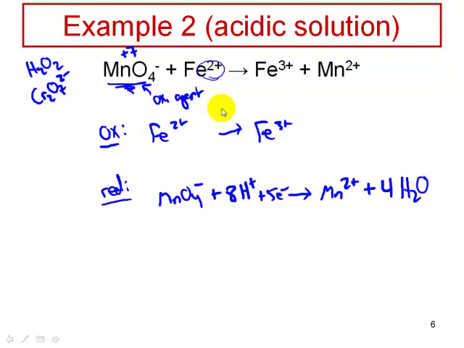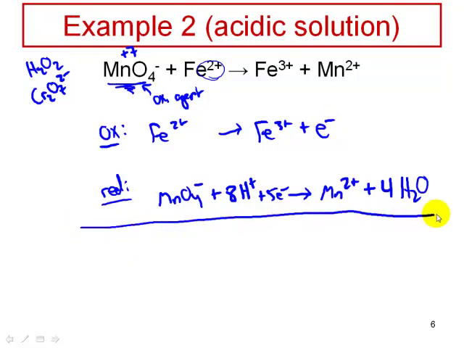For the oxidation half reaction, all we've got to do is balance charge. You can see we're going to do that here by adding 1 electron to the product side. Both my half reactions are now balanced. It's time to add those together.